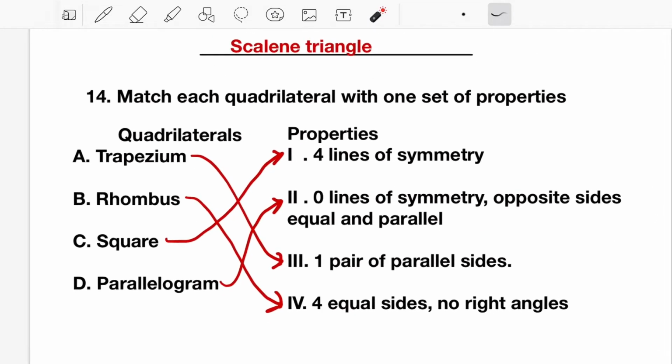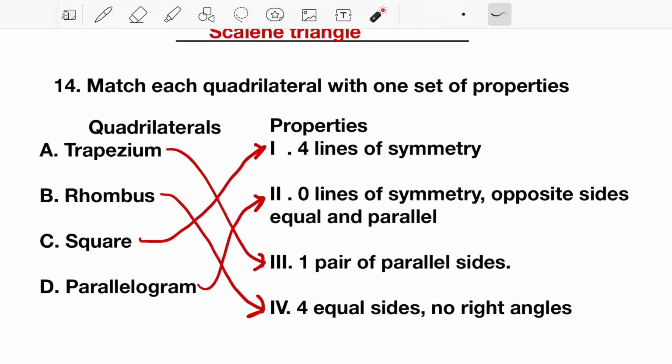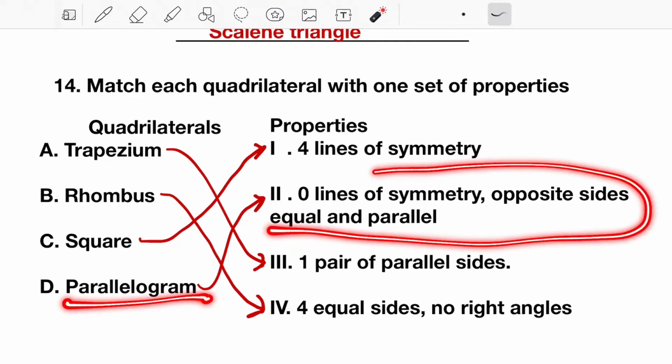Number 14. So we are matching the quadrilaterals with their properties. So the trapezium has 1 pair of parallel sides. The rhombus has 4 equal sides and no right angles. The square has 4 lines of symmetry. And the parallelogram has the following properties.